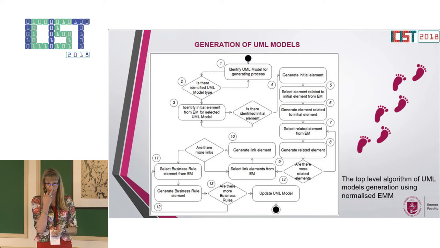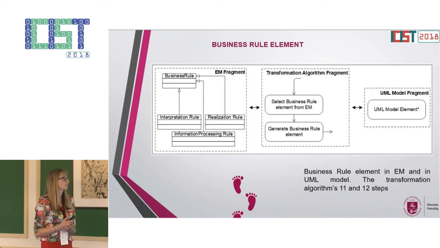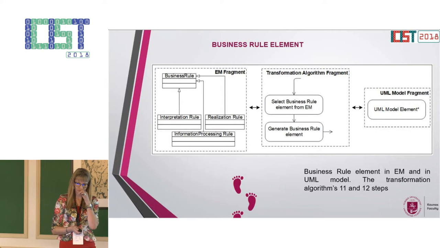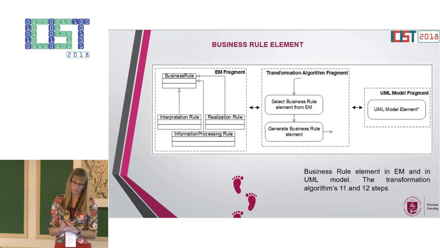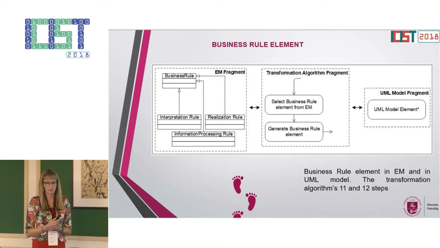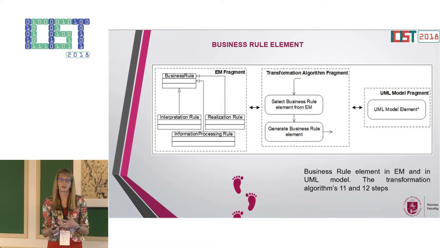So the main idea is that, as I said, we have the knowledge in the enterprise model, and this is already validated and verified, already correct. So it should be quite easy to generate each UML model, but there are some difficulties with that. For example, we have a fragment from the enterprise model. We have a business rule, which consists of an interpretation rule, realization rule, and information processing rule. So we use a transformation algorithm to generate these elements, and it is steps 11 and 12 of the transformation algorithm. And as a result, we have a certain UML model element, yes?